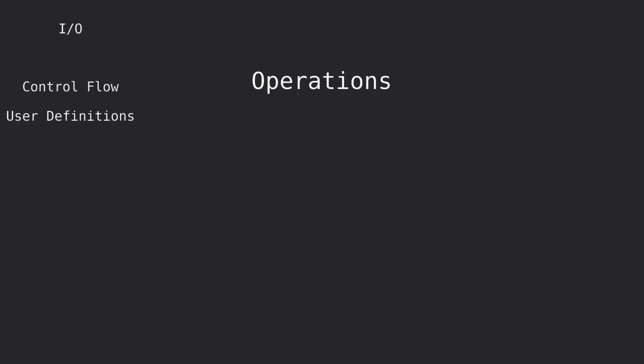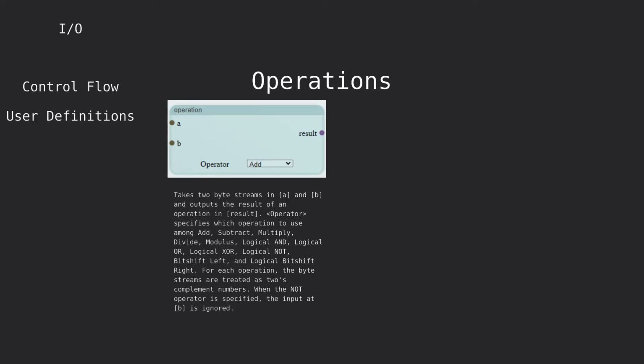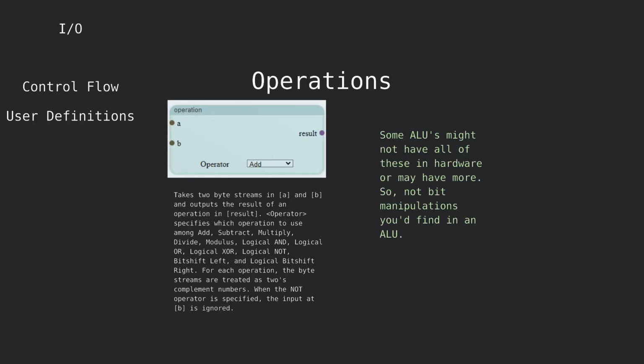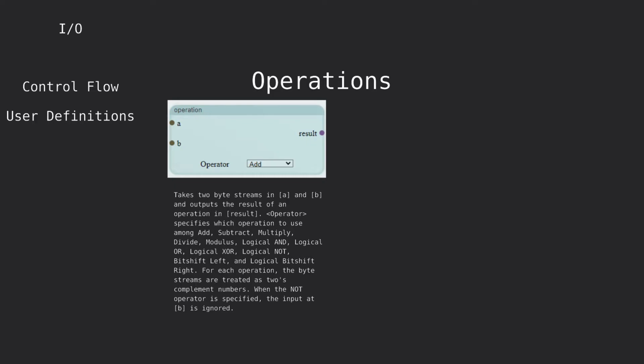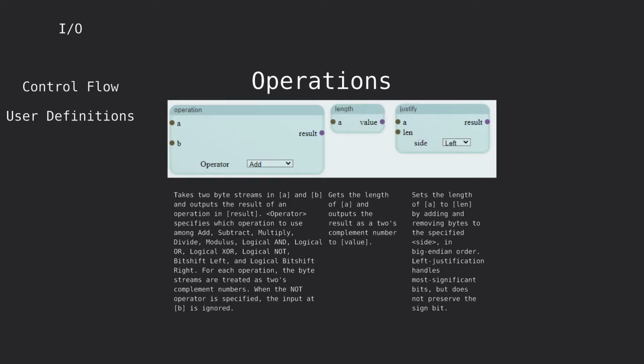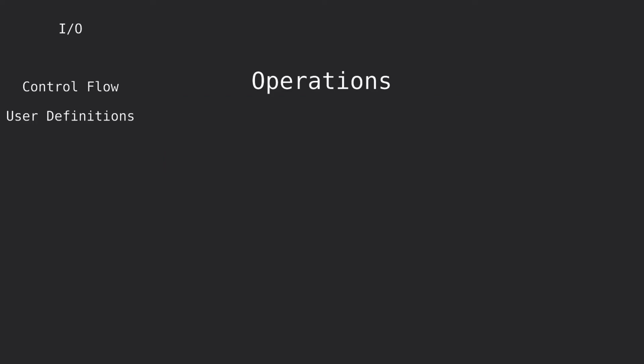For operations, I have the bit manipulations you'd find in an ALU minus floating point operators. Because this language uses arbitrary byte stream lengths, it doesn't really make any sense to use the standards for floating point used in traditional computers. Also, because this language uses byte stream lengths, I have commands to get the length of a string by counting the number of bytes and set the length of a stream by adding or removing bytes.